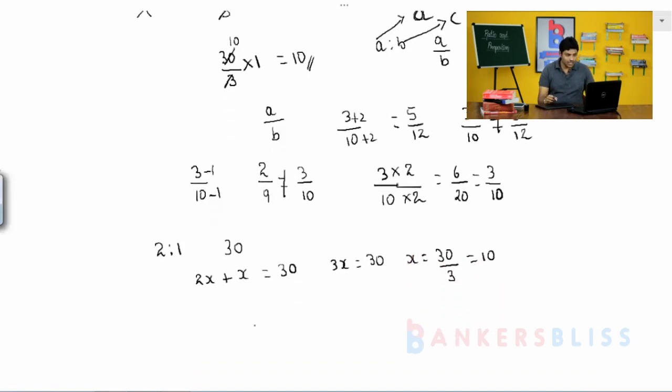Now, see here, 2x means 2 into 10, that is 20. Next, x is equal to 10. That is 30. So, the 30 is divided in the ratio 2:1. So, the values are 20 and 10.